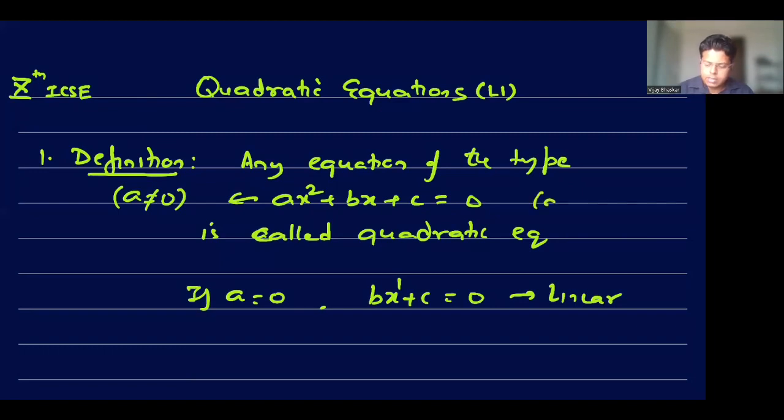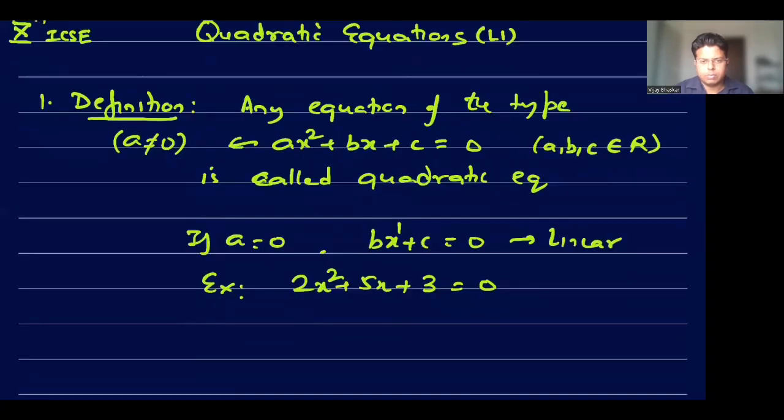And a, b, c can be any value. They can take any real value. Yes, they can assume any value. They could also take imaginary values. But for now, we'll say a, b, c belong to real. Any real number they can assume. For example, 2x square plus 5x plus 3. This is a quadratic equation.